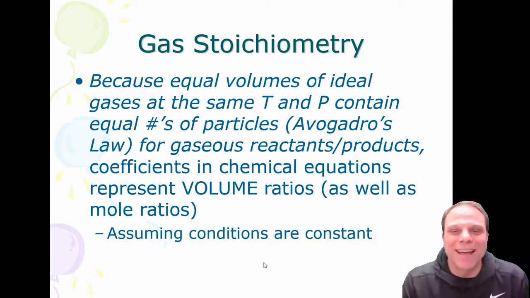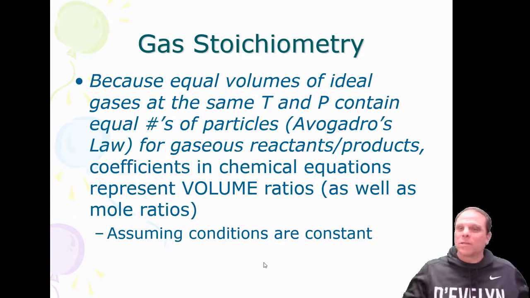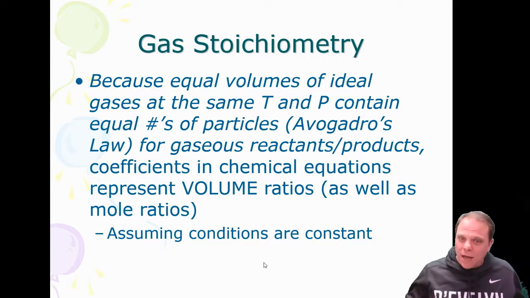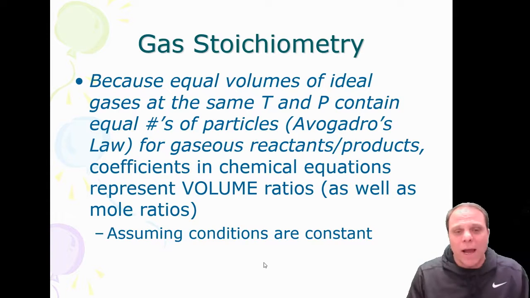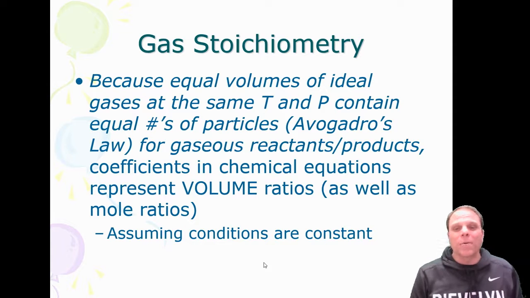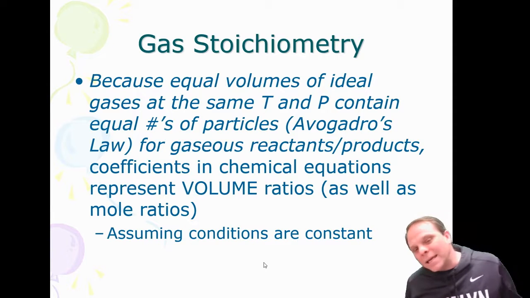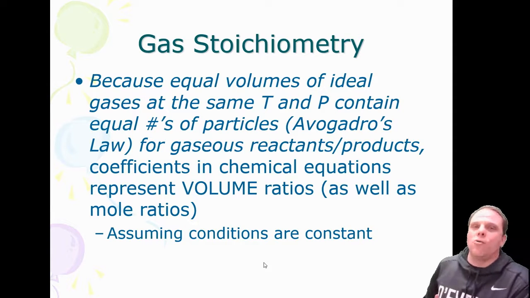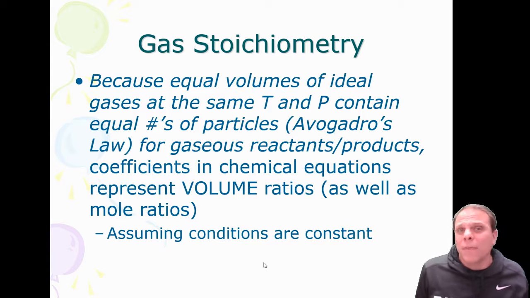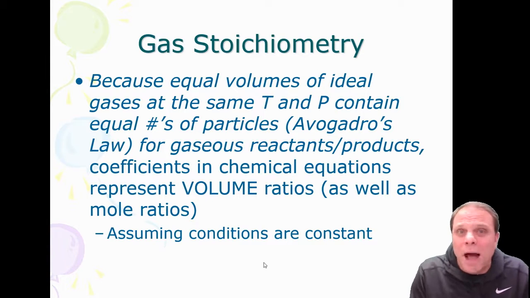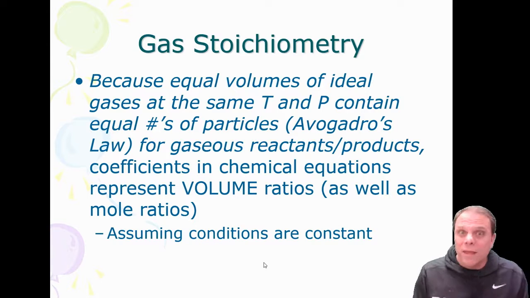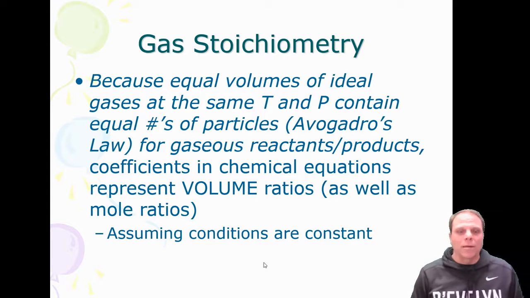Because equal volumes of ideal gases at the same temperature and pressure contain equal numbers of particles. That's called Avogadro's law, right? Then for the gaseous reactants and products, the coefficients in the chemical reaction are going to be equal to the volume ratio. So we can now just assume volume values and use those as ratios if I have a balanced chemical reaction with gaseous reactants and products, okay?